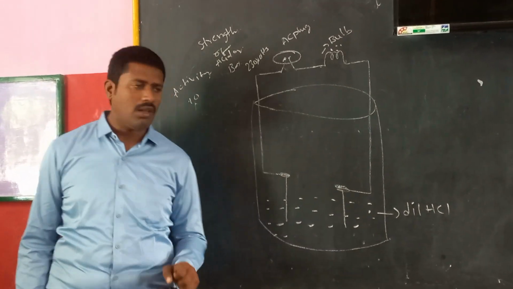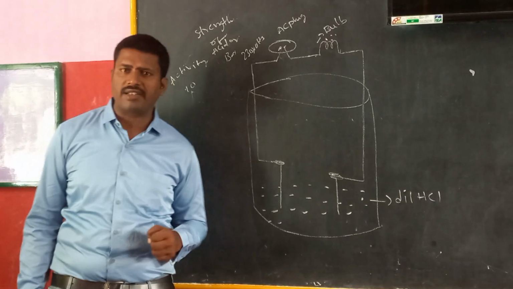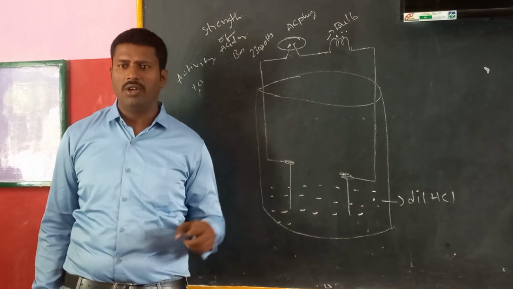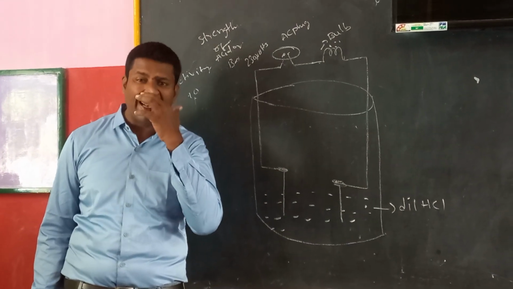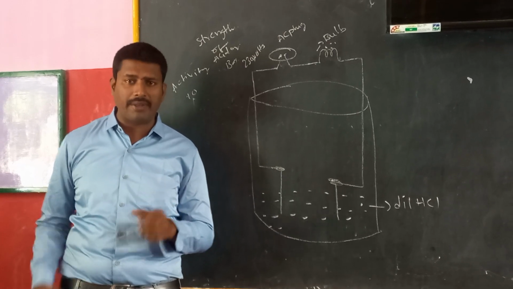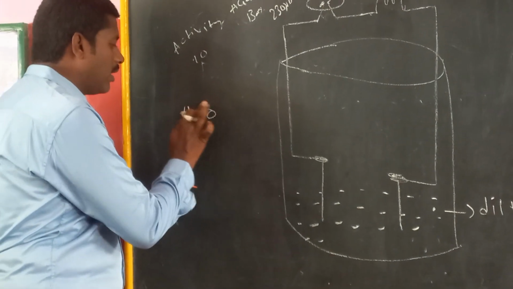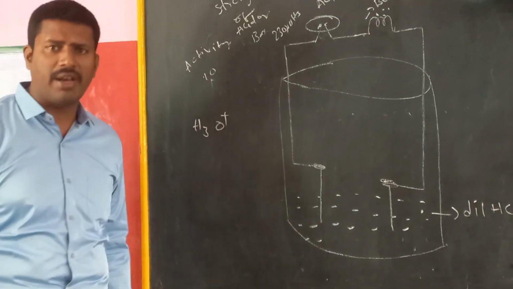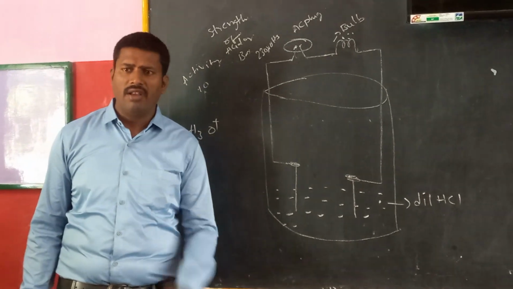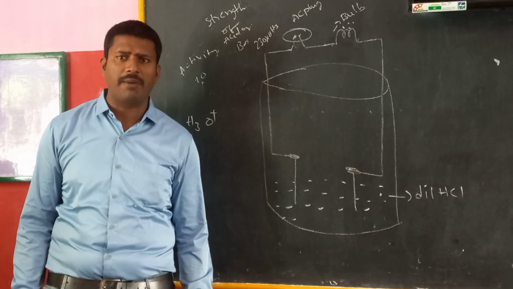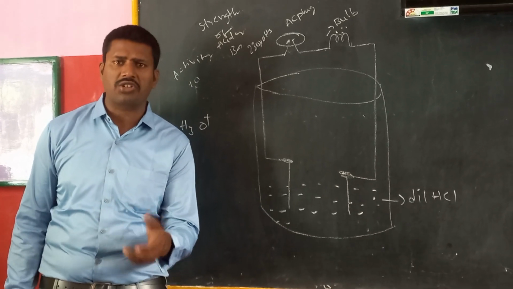Now, because of dilute hydrochloric acid, the bulb glows more brightly and indicates the presence of H3O+ ions, hydronium ions. If more hydronium ions are present, then it is called a strong acid.